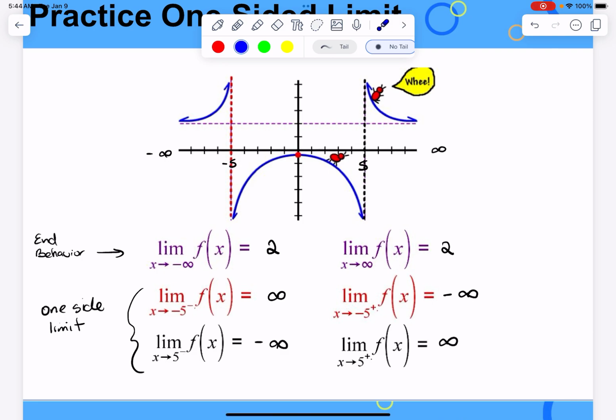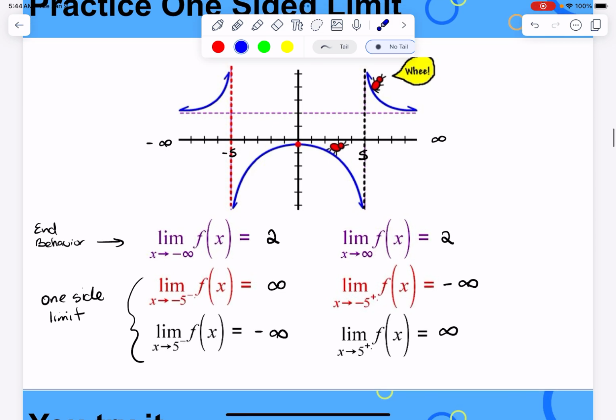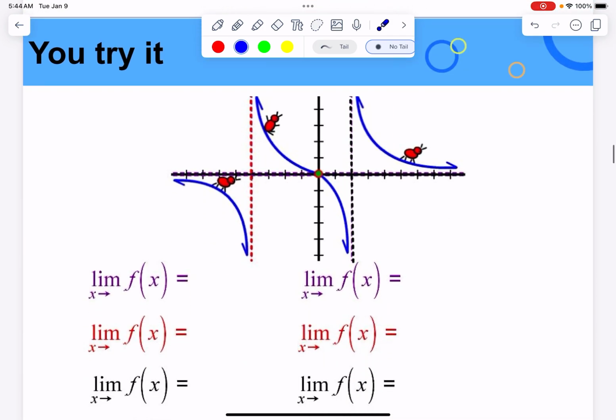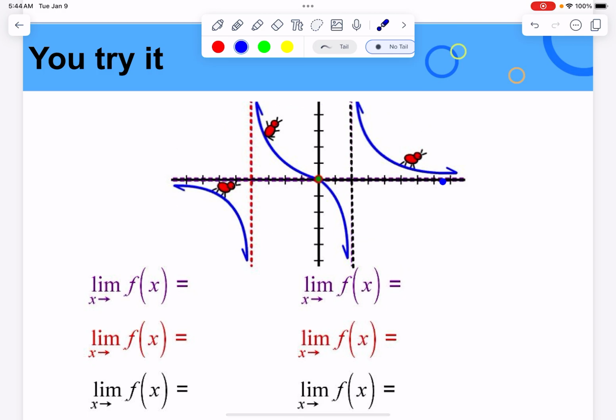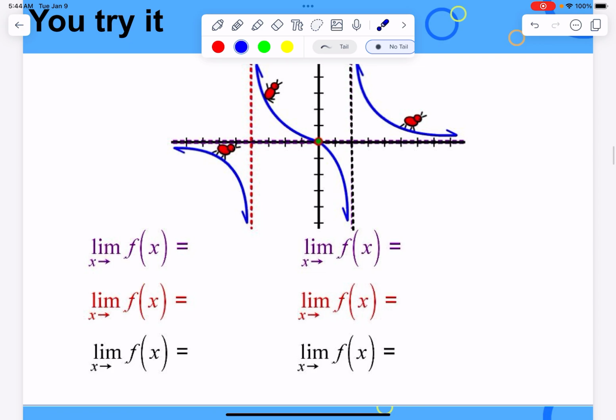Now let's try it where I don't give you the information, where x approaches something, where you have to actually write it, because that's how you will see it. So this is the rational function graph that they're giving me. So we're going to try it. The first thing we're going to do is the end behaviors. So the end behavior is when x approaches infinity and when x approaches negative infinity.